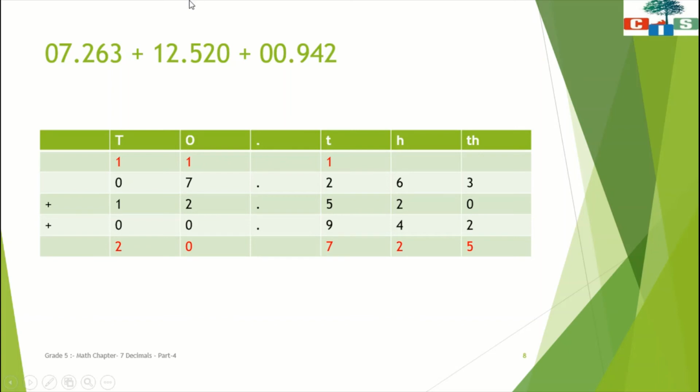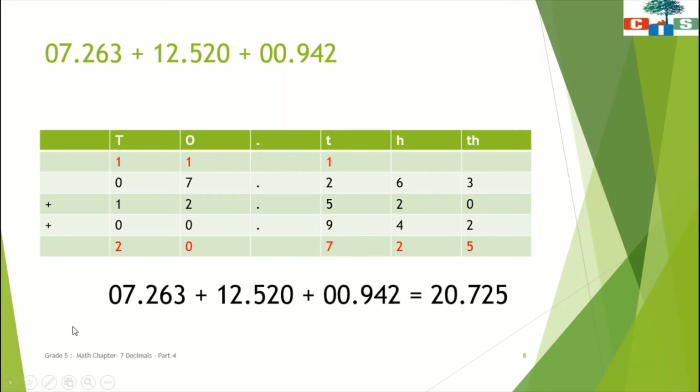So when we add all these three decimal numbers, we'll get the sum as 20.725. And the final answer you have to write like this: 20.725. Scholars, don't forget to put the decimal point.